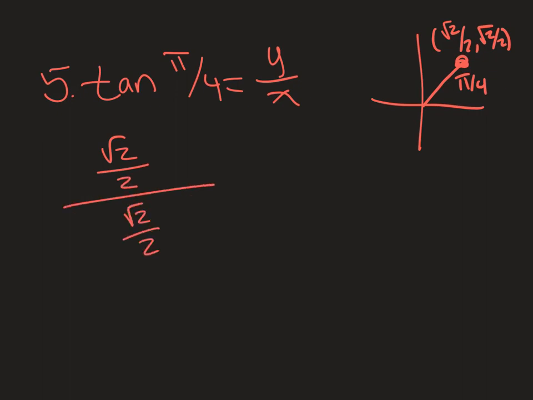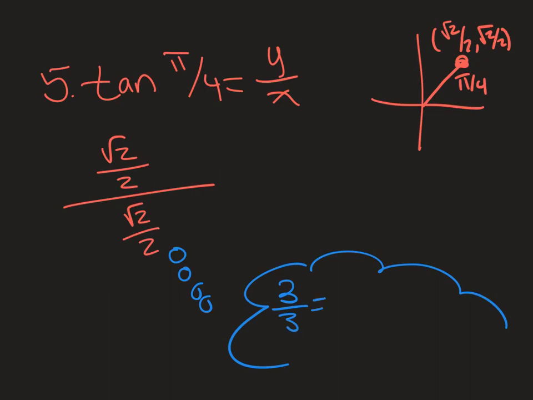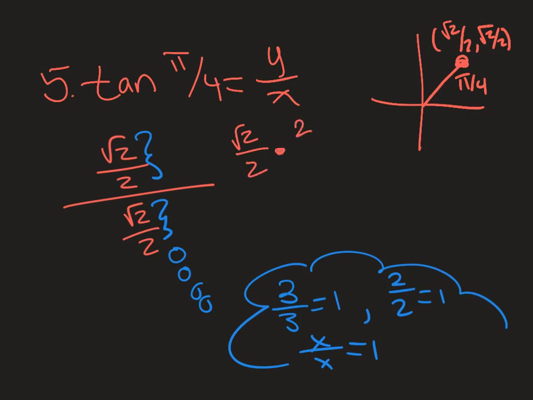And this might look a little funny to you, but let's just have a little thought bubble for a second. So 3 over 3 equals 1. 2 over 2 equals 1. x over x equals 1. Well, this is root 2 over 2 over root 2 over 2. So if you want to do this, root 2 over 2 times, you change the multiply and you flip it, 2 over root 2. It's just going to equal 1. So the answer for number 5 is 1.